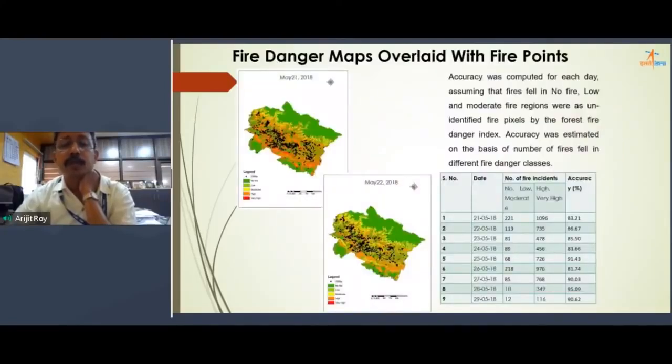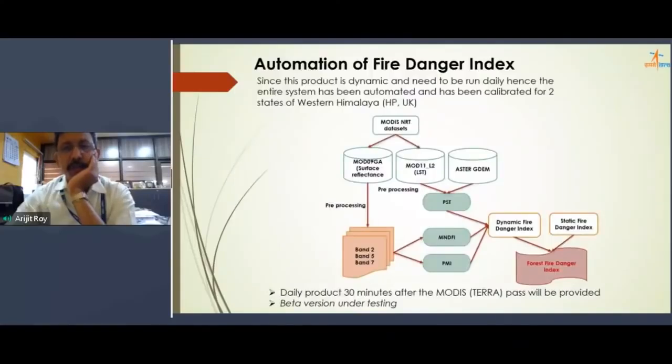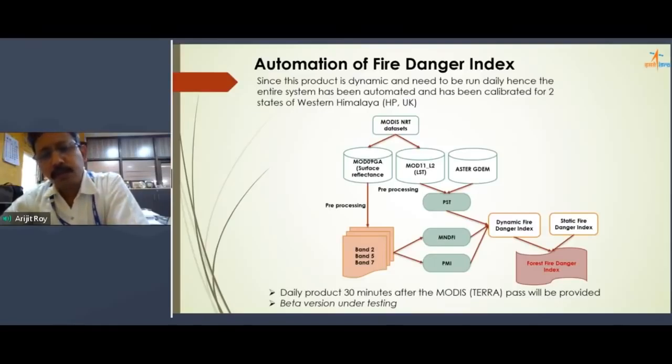So we are actually now producing a daily fire index map, fire danger map. We basically are estimating it with the number of fire incidences which actually fall in the very high region. This entire thing has now been automated and is run daily, almost 30 minutes after MODIS is passed.